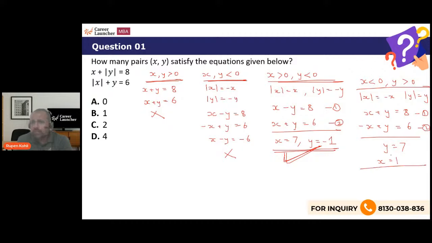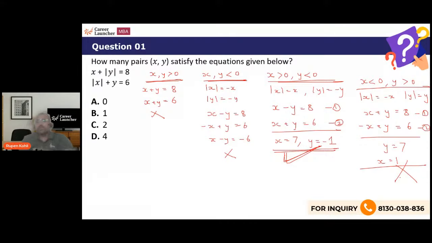Both x and y come to be positive, but we assumed that x needs to be negative. So our assumption, based on which we framed these equations, is not being satisfied. So this solution has to be rejected. Point to be noted: you break the modulus based on the sign of the input.